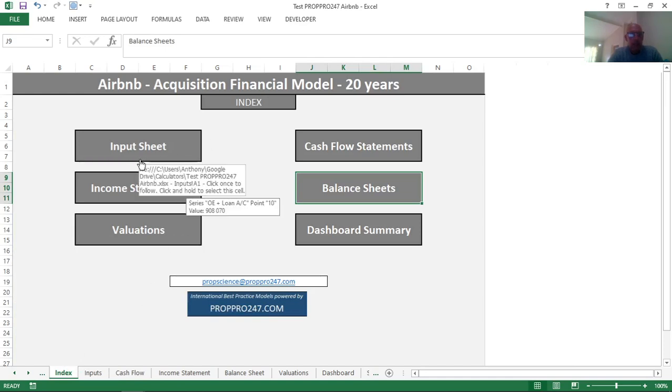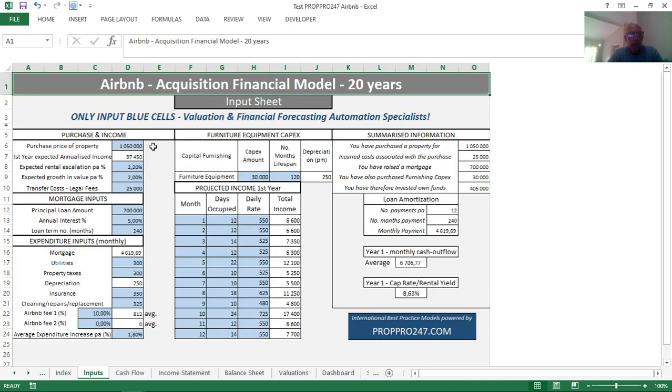Your index has an input sheet, cash flow statements for 20 years, income statements, balance sheets, valuations, and a dashboard summary for your convenience. We go to the input sheet. The input sheet is, as I mentioned before, very coherent and easy to follow. We've got purchase and income data, your purchase price, your expected rental escalations per annum, growth in value per annum, transfer or acquisition fees. You'll input here.